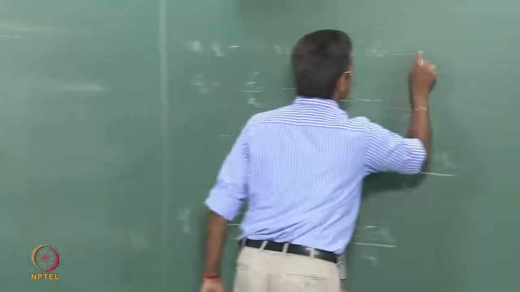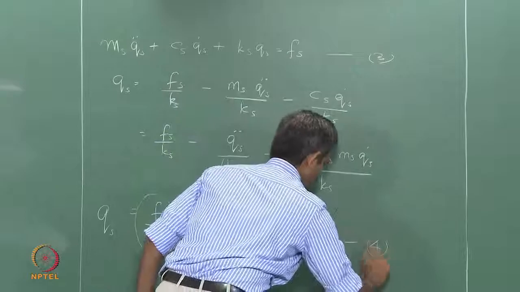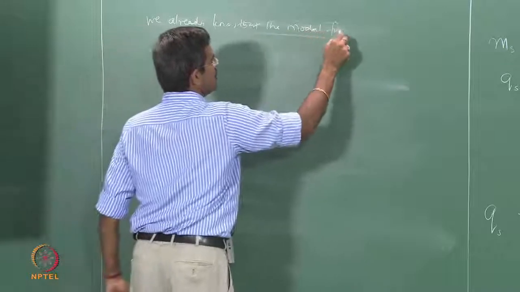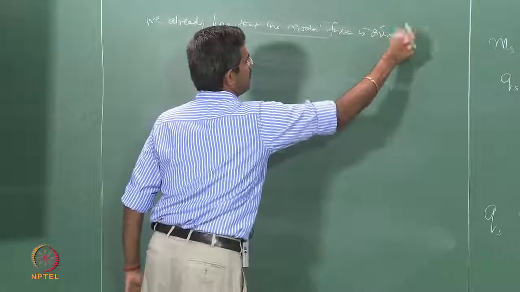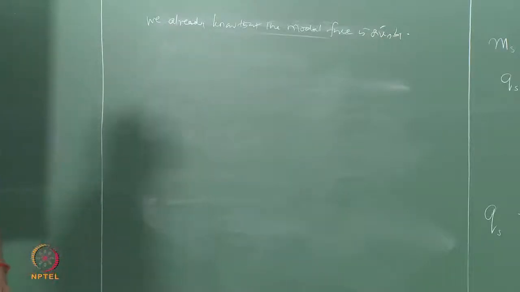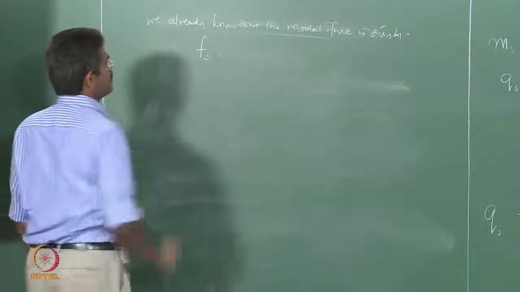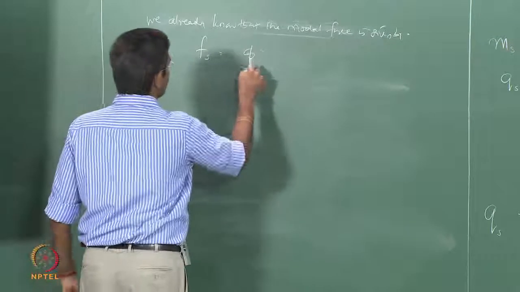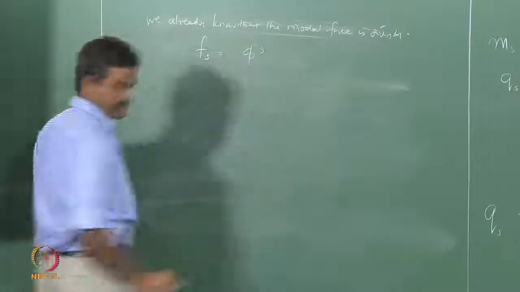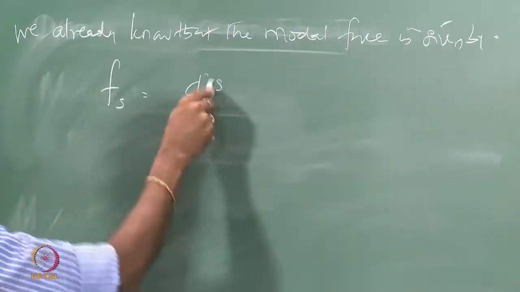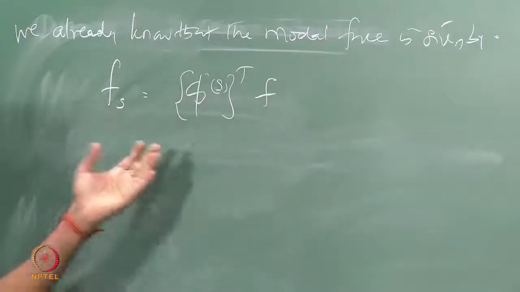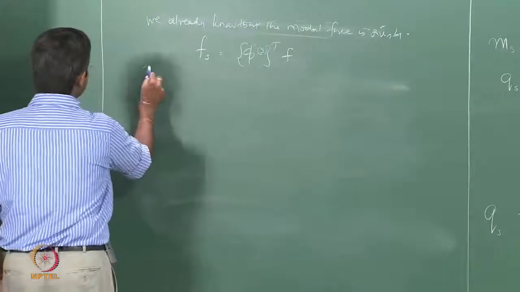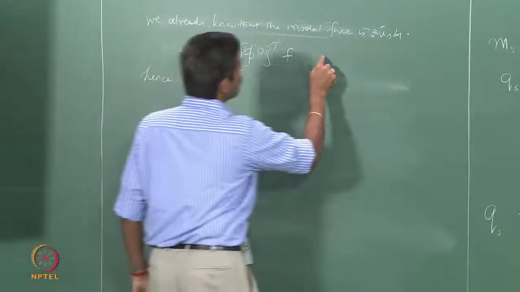For these equations, let us say this is 3 and this is 4. We already know the modal force, which is Fs. I am talking about S modes, which is from n hat plus 1 to n. Similar to the top, the same borrowed from equation 1a, but in terms of S. You can call this equation 5a.